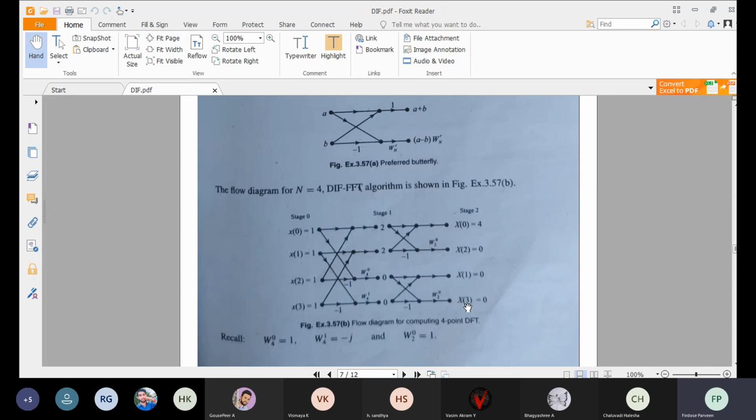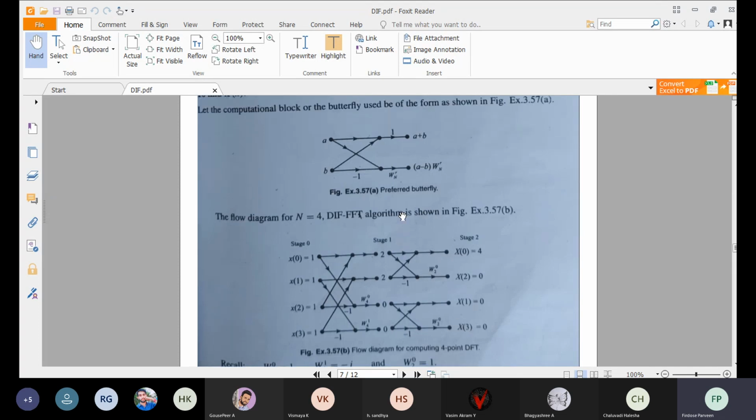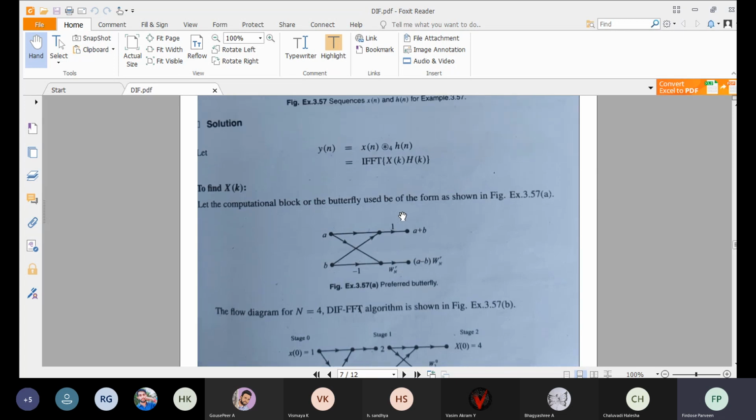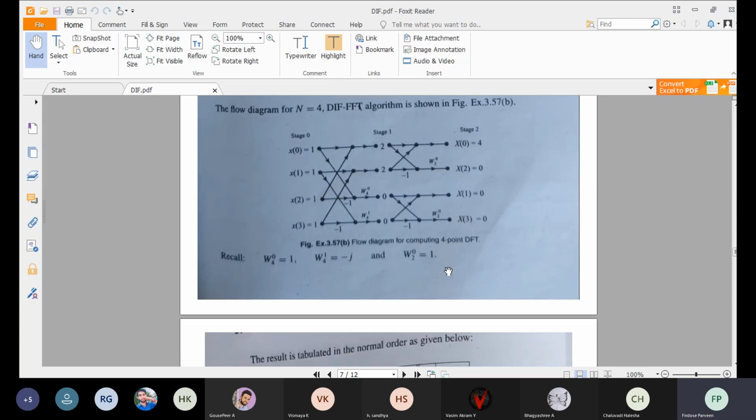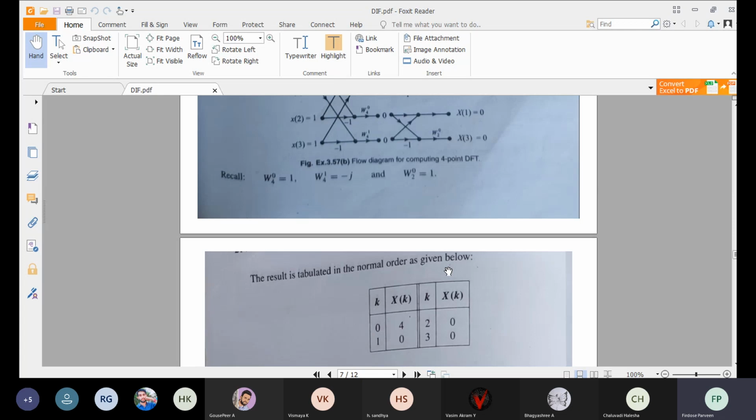So what we have found out? We have found out x of n. They have given the sequence x of n. We have taken the DFT. This is x of k. Okay. So now what we will do? We will find out h of k now.